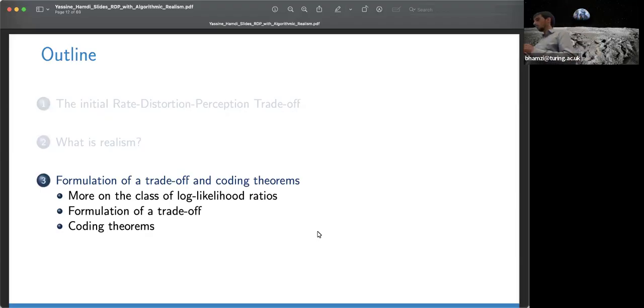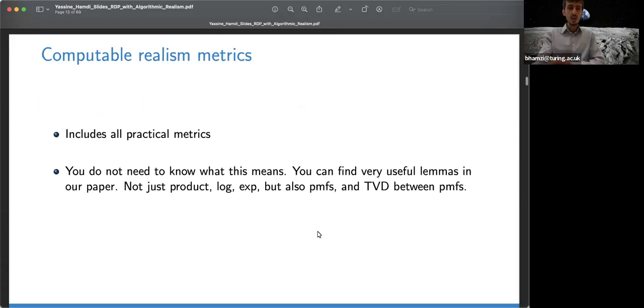So now that we know how we can characterize or measure realism, we want to bring that to lossy compression, and that's where my contribution starts. But before everything, I will give you a bit more intuition about these scoring functions.